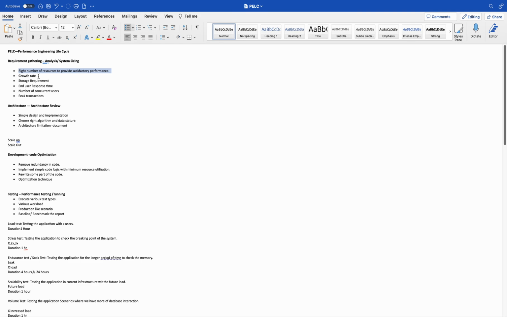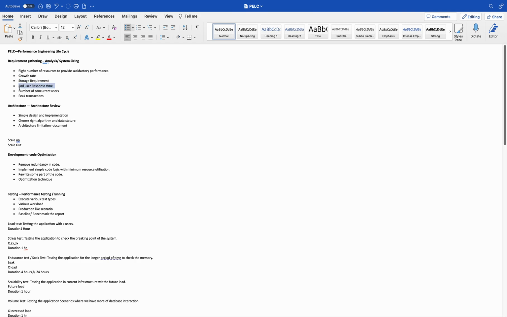We should have enough resources to perform the performance testing, and to account for growth rate. Let's say this year we are testing with 1,000 users, and next year in production 2,000 users are going to access the application. So we should have enough environment available to test that our application can sustain the increase in user count. Then storage requirement: right now we have a 35 million storage database, and this is going to increase to 70 million. So we should have enough storage to store the data in our database.